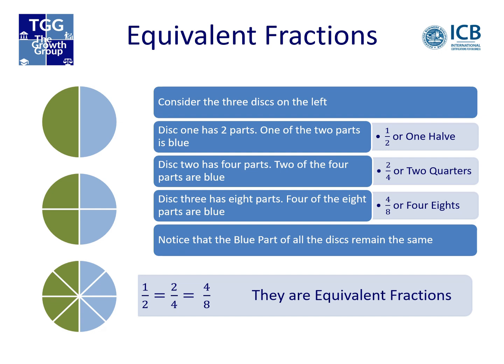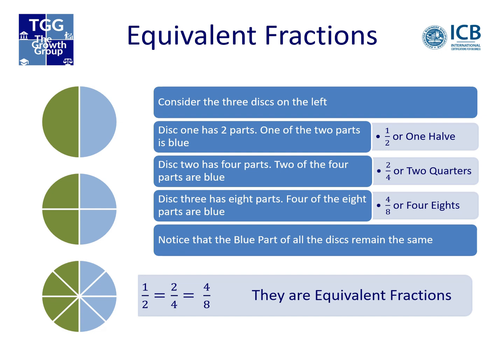Now that brings me to the concept of equivalent fractions. And I want you to look at the 3 discs on the left. The first disc has 2 parts. One of the 2 parts is blue. So we could say 1/2 is blue. The second disc is divided into 4 parts. But 2 of the 4 parts are now blue. So we can say 2/4 are blue.